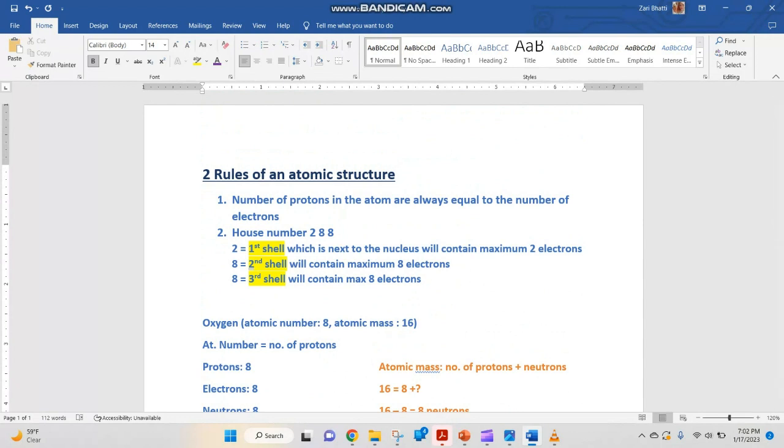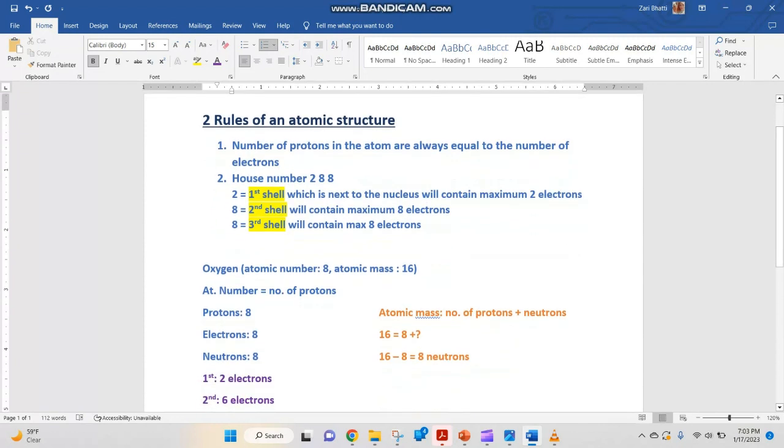You need to know the number of protons, electrons and neutrons. We know that the atomic number, which is the number of protons, is always equal to the number of electrons. The second rule is the placement of electrons on the orbits or shells. The maximum capacity of the first shell next to the nucleus is 2 electrons. The second shell can accommodate a maximum of 8 electrons, and the third shell can also accommodate a maximum of 8 electrons. We use the formula to calculate the number of neutrons using the mass number or the atomic mass or atomic number.